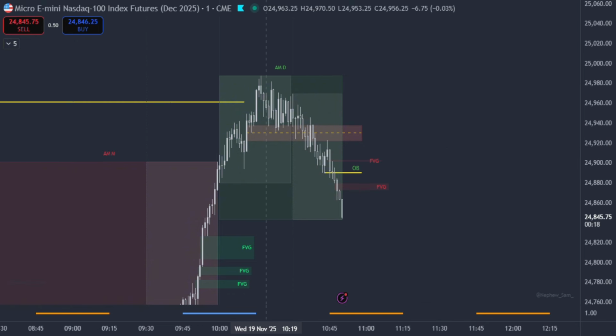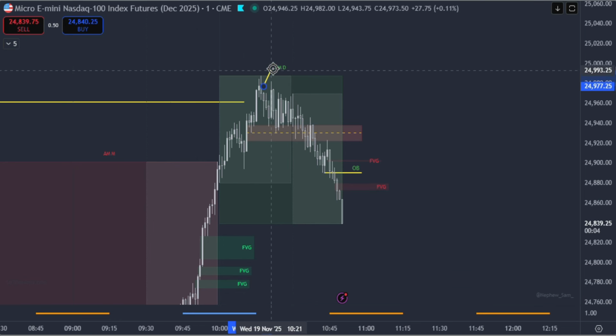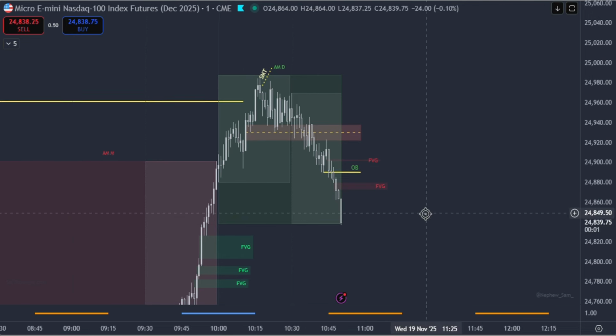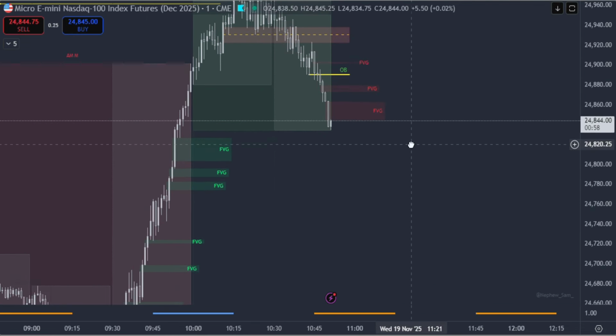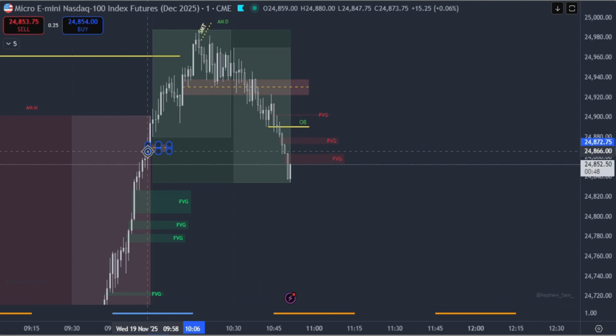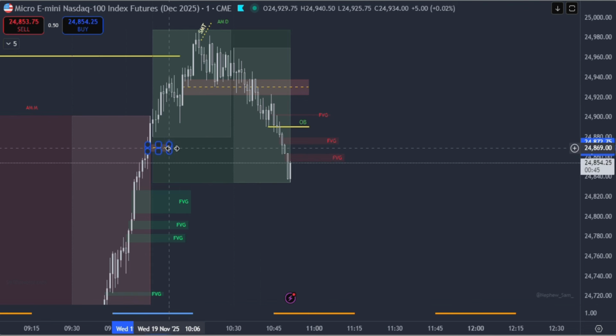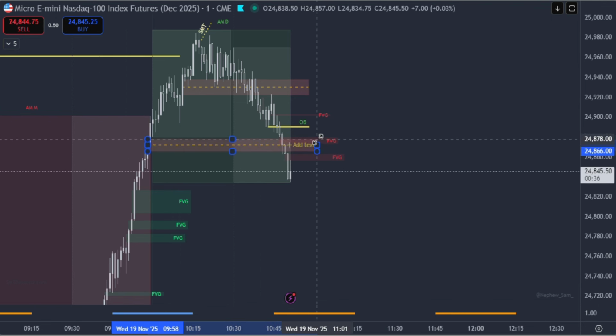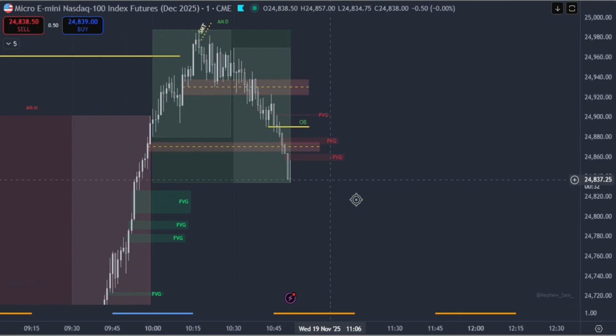So you start getting fractal SMT, like these are SMTs here, they're fractal SMTs, and it looks like we're just going to keep going lower. And what you can start doing is you can start pulling these PD arrays from the left side over to the right side. It's not accurate, but you get the point.